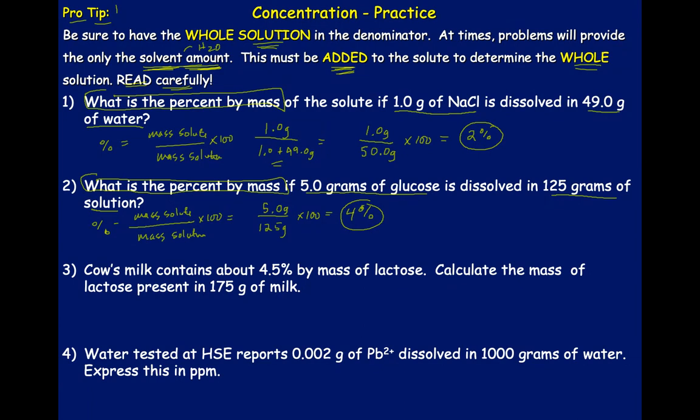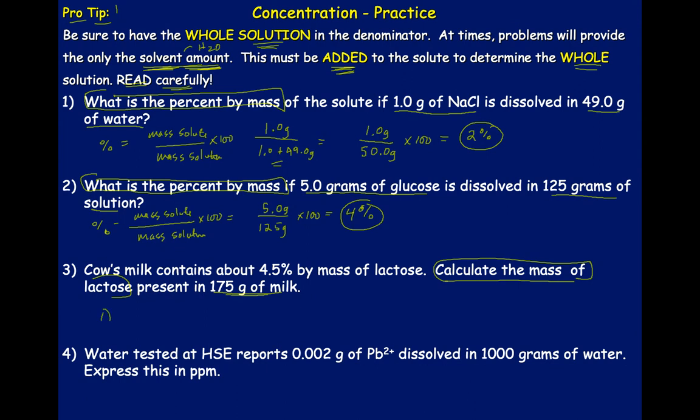Okay, pretty easy stuff. In this case, we're talking about cow's milk containing about 4.5% by mass of glucose. So again, they're giving you the percentage, and now you want to calculate the mass of lactose. That's what we're looking for, right? We'll calculate the mass of lactose in the whole 175 grams of milk. Now, again, you have the percentage and you have the whole. So simply you can just set this up.